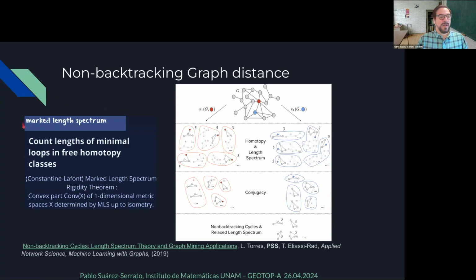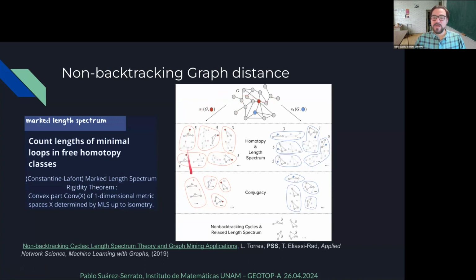So in order to define one of these embeddings for you and explain how we use it to define a distance, I will go back to some ideas in algebraic topology, and specifically the object that's called the marked length spectrum. And this is a gadget that allows us to count lengths of minimal loops in free homotopy classes in a space. And a very interesting theorem of Constantin and Lafont, called the marked length spectrum rigidity theorem, tells us that the convex part of a one-dimensional metric space is determined by the marked length spectrum up to isometry. So if we're just thinking of metric spaces of one dimension up to isometry, then the marked length spectrum is a very good proxy for us to be able to know if they're the same or not. And the convex part here really just means that we're clipping away all the loose leaves or trees that are sticking out. All of these hairs that are sticking out, we're just shaving them off.